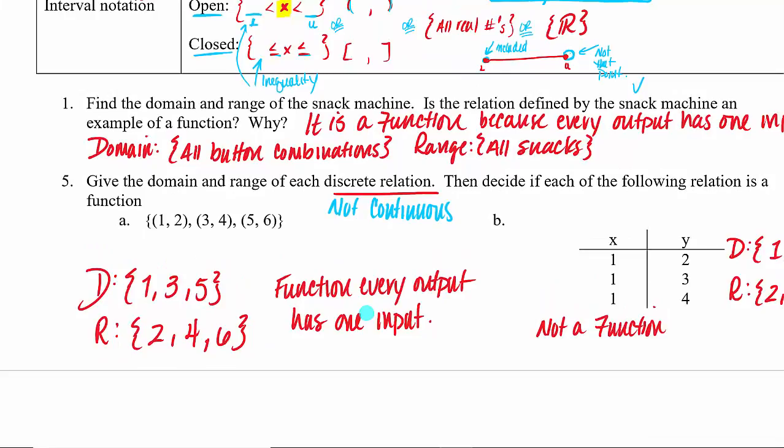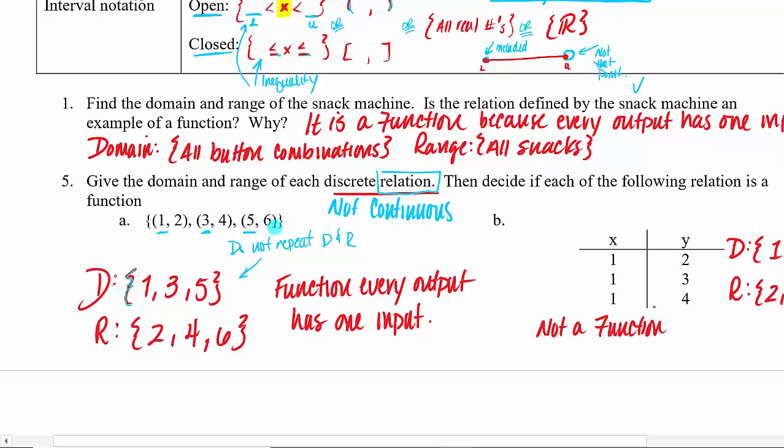It says, give the domain and range of each discrete relation. We don't know that it's a function at this point. Then decide if each of the following relations is a function. So we're going to first identify the domain and range. To identify the domain, you put a big fancy D, and then you do your fancy squiggles, and then you list all of the first coordinates, or x values. By listing all of those, we're going to write 1, 3, 5. You do not repeat domains or ranges when you're writing them in set notation. If you see it more than once, you don't write it again.